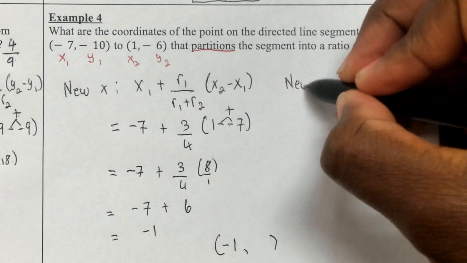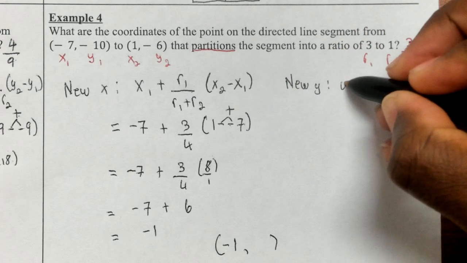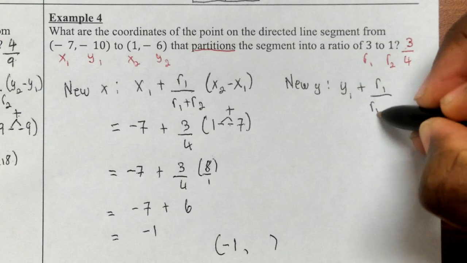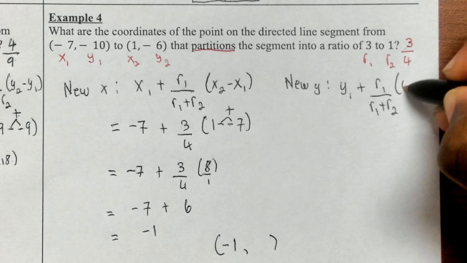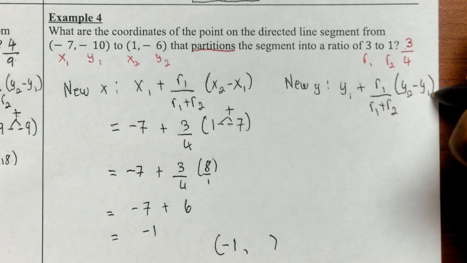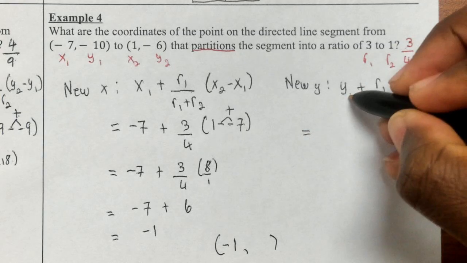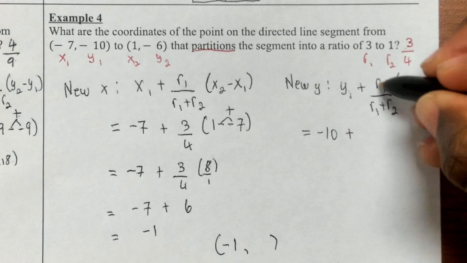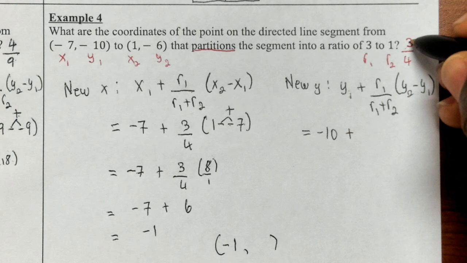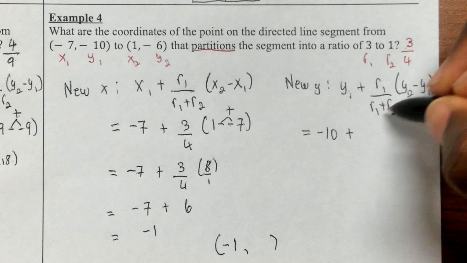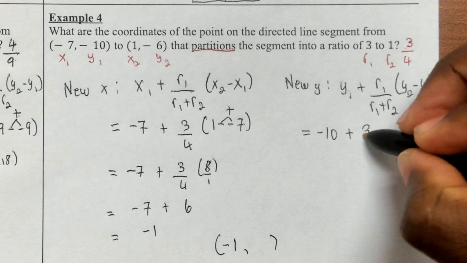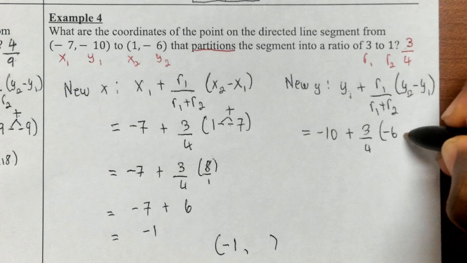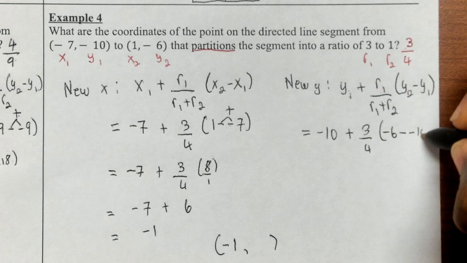So my new y value will be calculated by doing y1 plus the partition of my ratio, ratio 1 over ratio 1 plus ratio 2, multiplied by y2 minus y1. So I substitute my y value. My y value is -10, plus the partition of my ratio is 3 over 4, because this is R1, and then R1 plus R2 is just 3 plus 1, which is 4. And then y2 is -6 minus my y1, which is -10.